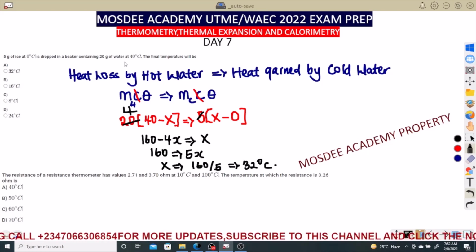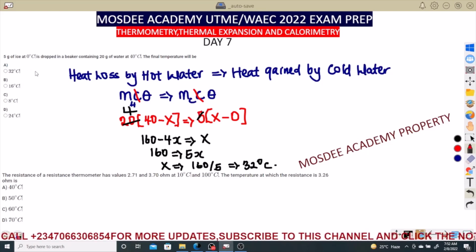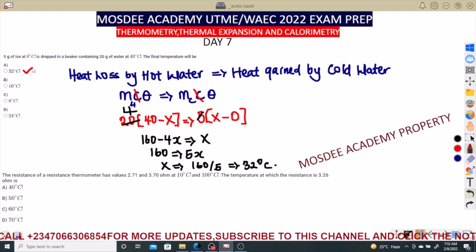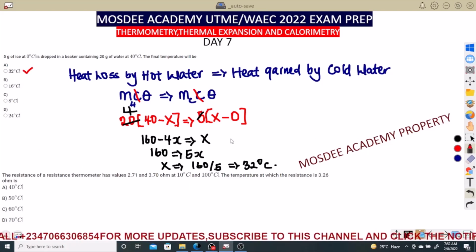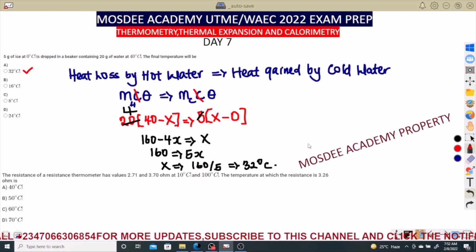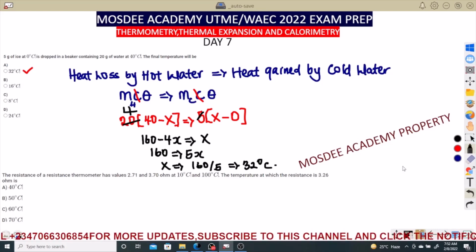Because I'm working in Celsius, I didn't convert to Kelvin. I hope you understand that MC(theta 2 minus theta 3) is equal to MC(theta 3 minus theta 1). That is the concept we focus on there. The topic is calorimetry, the aspect of physics that deals with heat exchange.